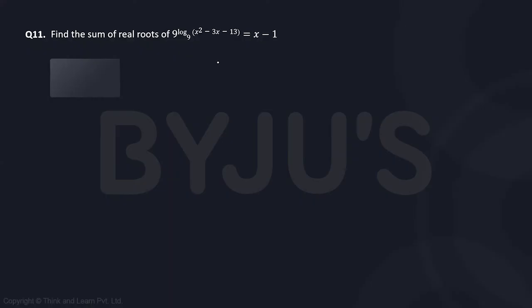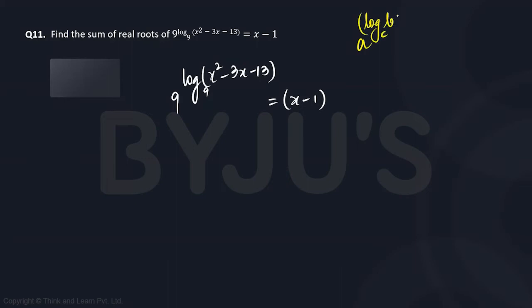So this is a question on log. We are given 9 to the power log of x square minus 3x minus 13 to the base 9, and this is given as x minus 1. So what happens is, if you have a to the power log b to the base c, then you can interchange a and b. The answer doesn't change. The value that this LHS is going to have will not change.